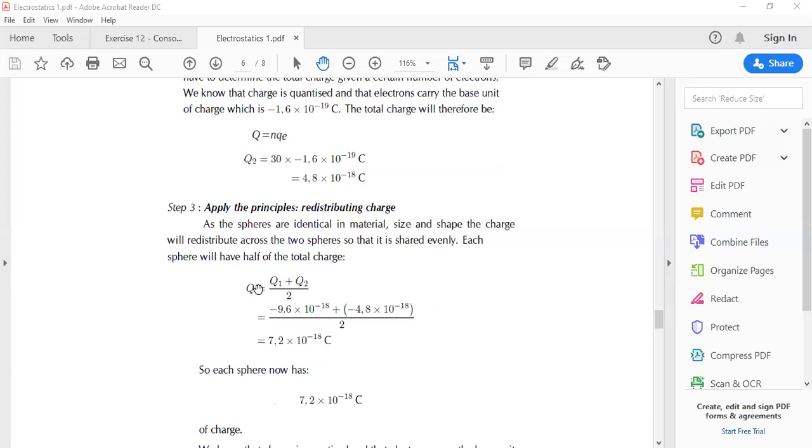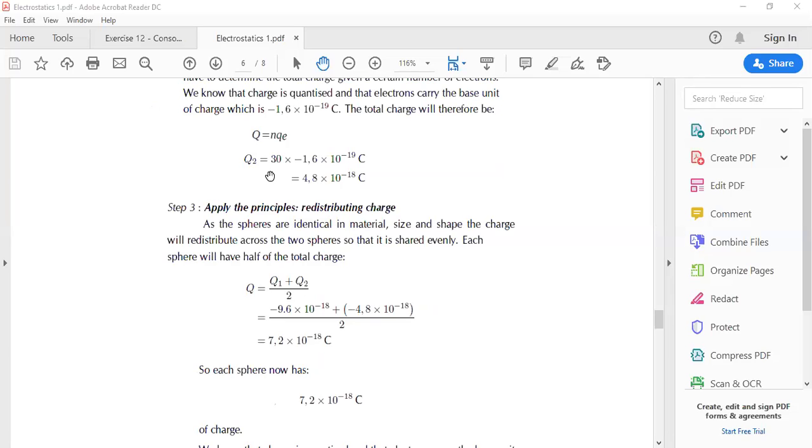They are touching, so touching means they are sharing electrons. We want to know the final charge. So what are we going to use? We're going to use Q is equal to Q1 plus Q2, divided by 2. The initial charge we have is negative 9.6 times 10 to the power negative 18. Please don't ignore the charges. You need to include the charges here because we want to know at the end of the day, after adding, whether the final charge is going to be positive or negative.